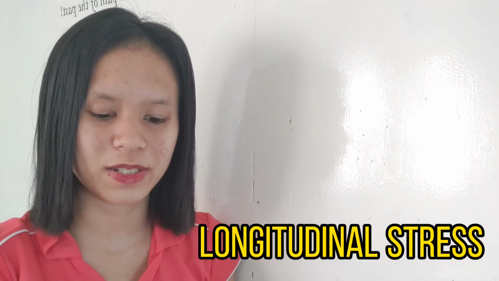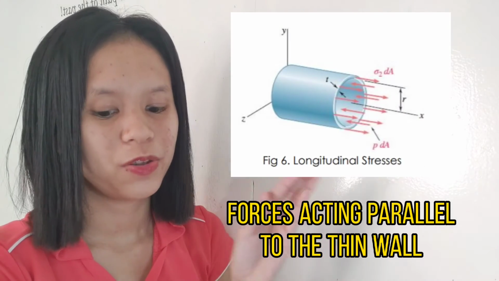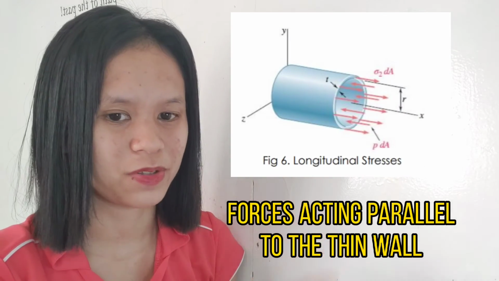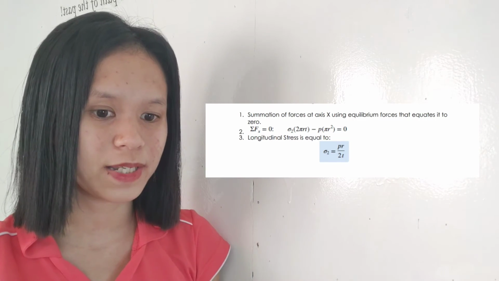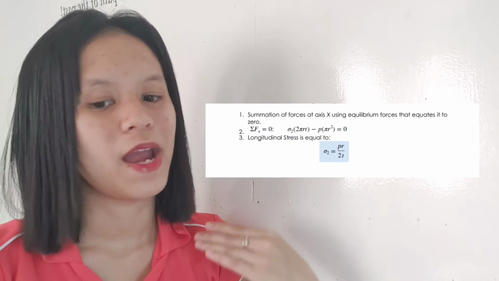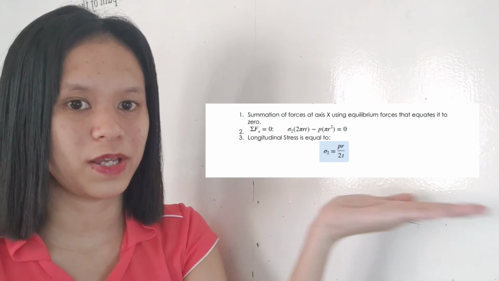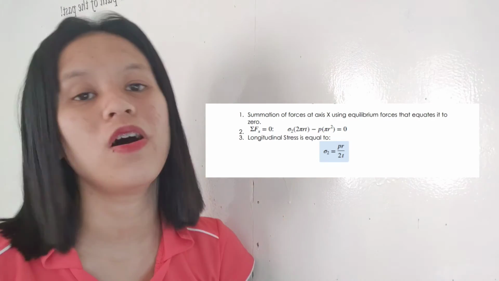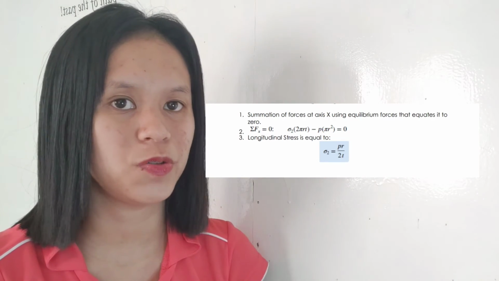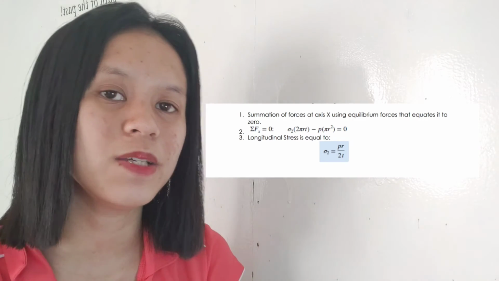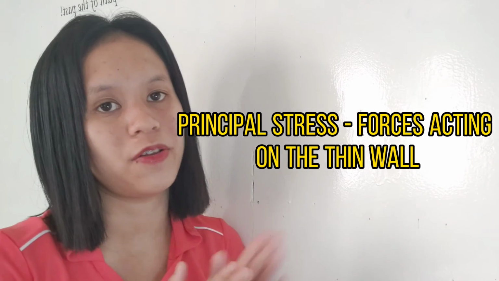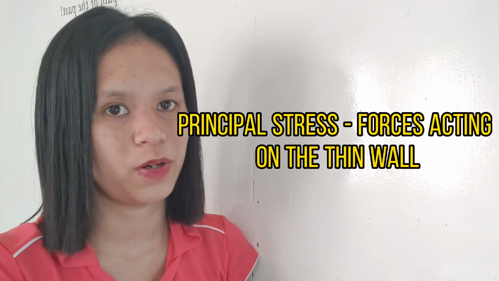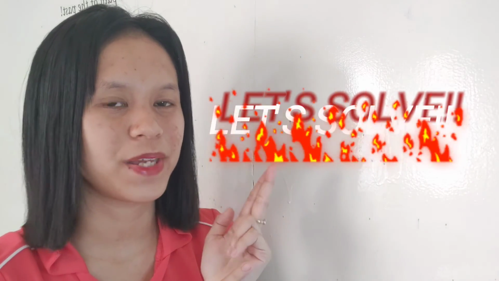The longitudinal stress is the force acting parallel to the thin wall of the pressure vessel. So we take the summation of forces along axis X using equilibrium and equate it to 0. Equating the equation to 0, the longitudinal stress is now equal to PR over 2T, in which P is the pressure, R is the radius, and T is the thickness. The stresses acting on the thin wall are called the principal stresses. Now we are ready to solve our problem 7.99.